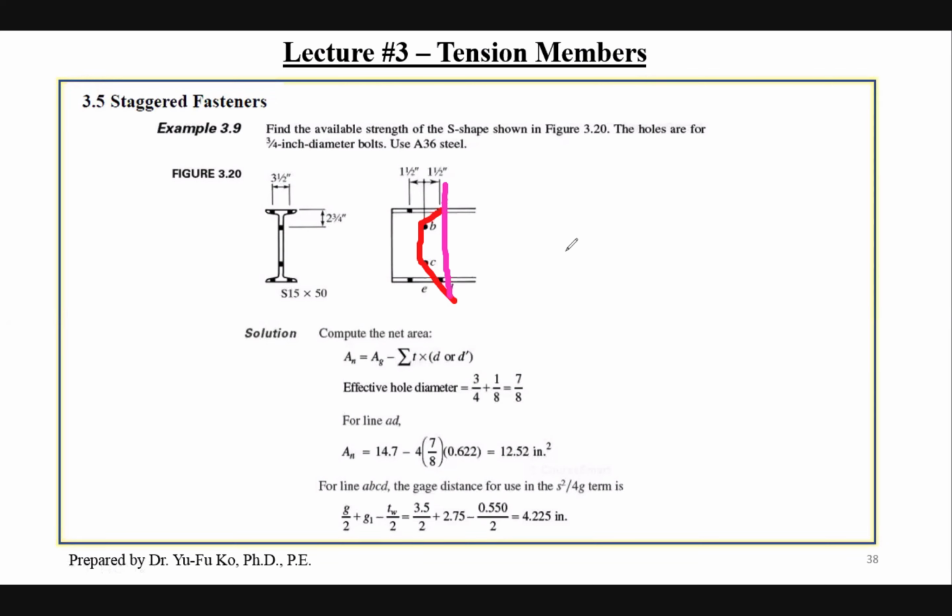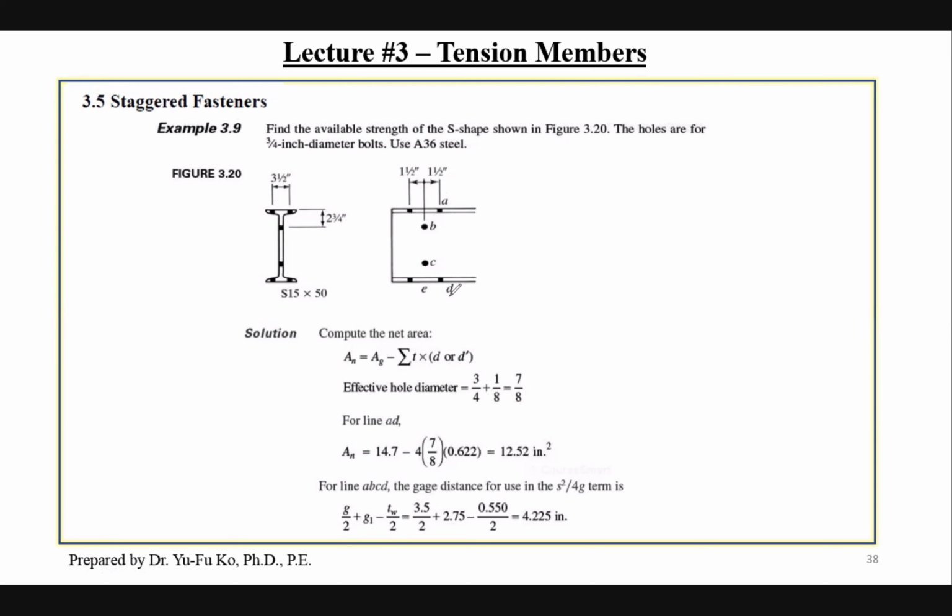So, we need to calculate the A net for each failure path. Because, like I told you on Monday, this shape is non-uniform thickness, so to compute net area you have to use this equation: A net is equal to AG minus summation T times D or D prime. We will start with the effective hole diameter, which is 3/4 plus 1/8, so 7/8.